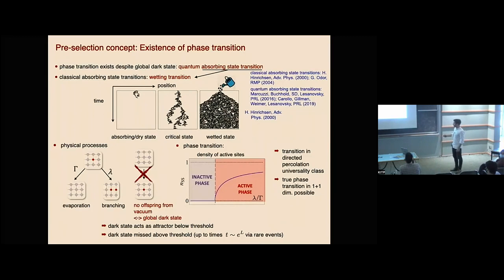So what we can learn from that: the dark state here acts as an attractor to the dynamics below a certain threshold, while the dark state is missed above this threshold, with one caveat: at exponentially long waiting times, really. So this is exponential in the number of sites of the system, so the state space dimension. Via a rare event, the system can, of course, be trapped in this dark state, and then the dynamics stops.